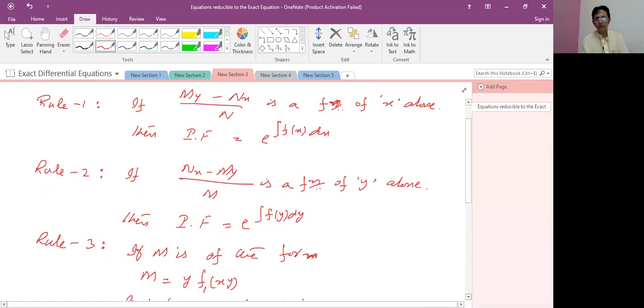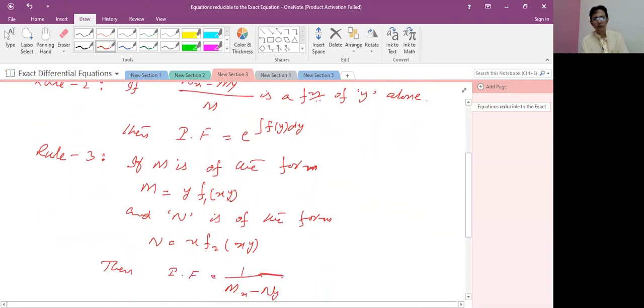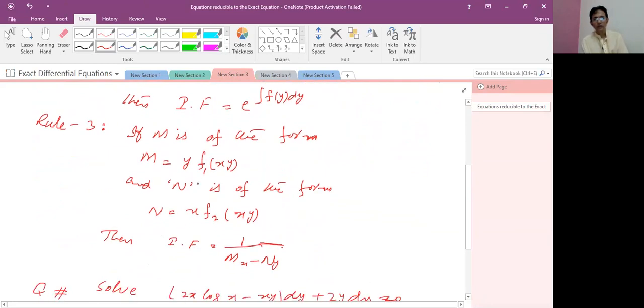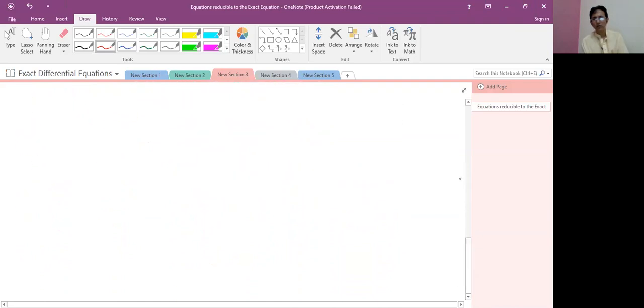This is the second case. Now the third case, if M is of the form y times f1 of xy, it means when the function depends on both variables x and y, and N is of the form x times f2 of xy, it is another form. Then in both cases, we will find the integrating factor according to this rule, 1 upon (Mx minus Ny), and find the solution. So we will consider first an application of rule number 1.